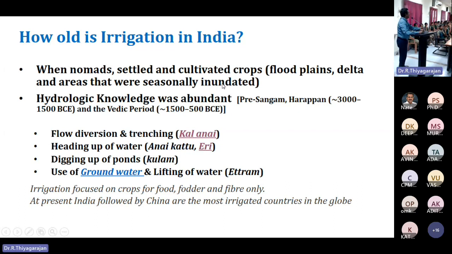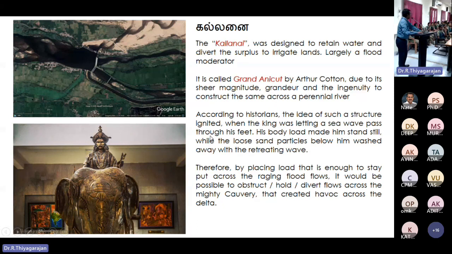I took these examples because we are all from Tiruchirappalli and we thought that we could get the same examples from here. Yeah. So you all know about Kallanai. This is one of the living artifacts of hydrological history globally. Not talking about India, it's globally. And how did this idea of constructing a flood barrier or a diversion structure come in? It's all people should think.